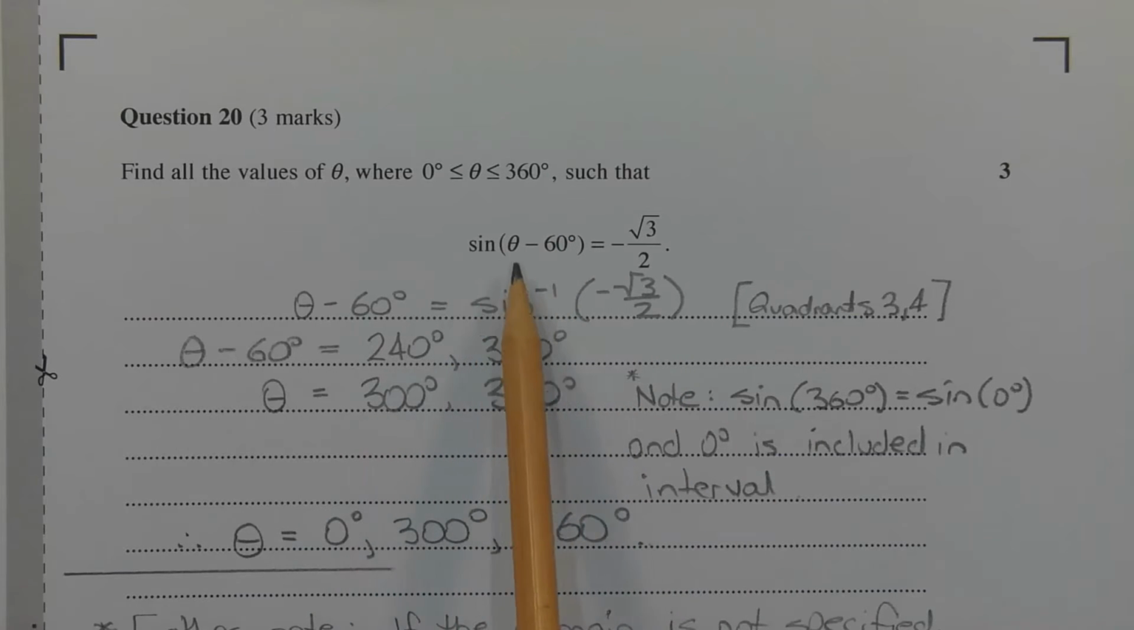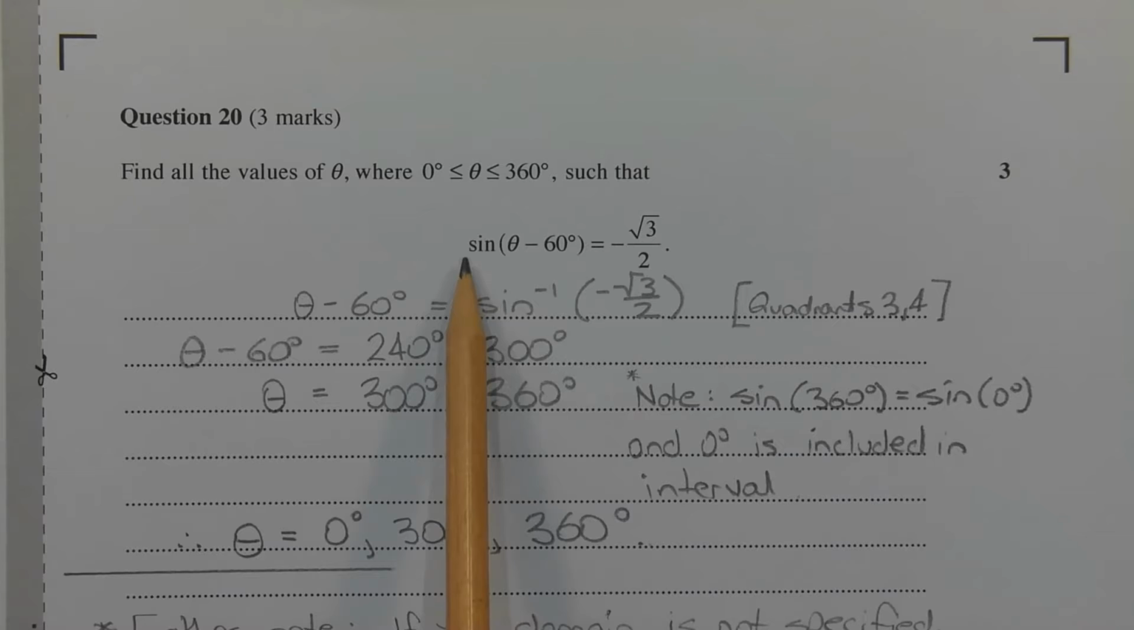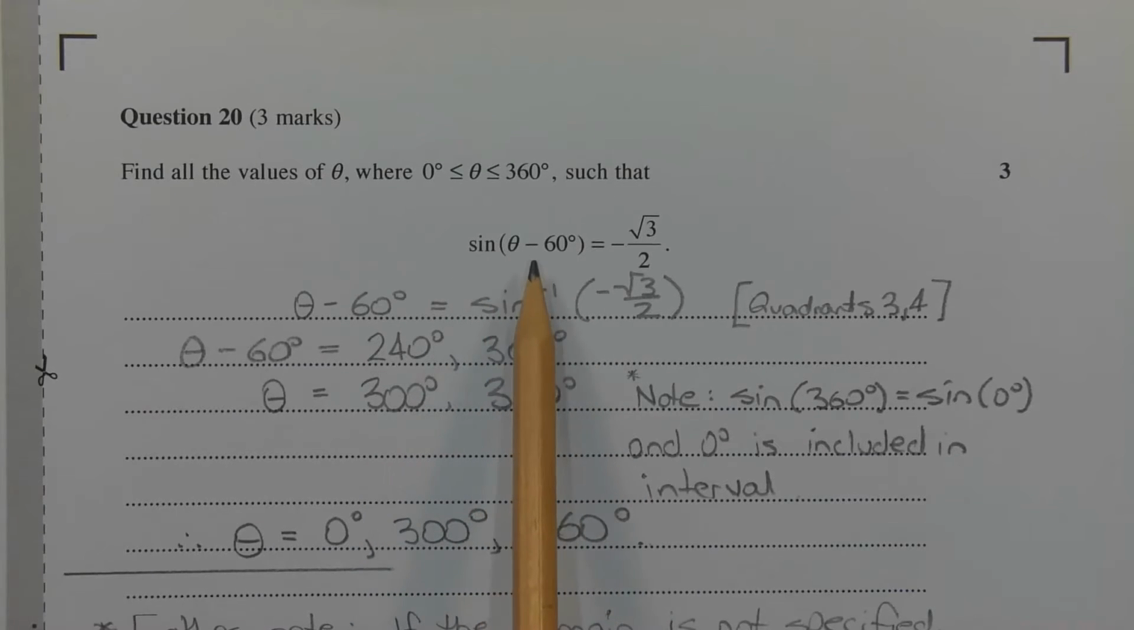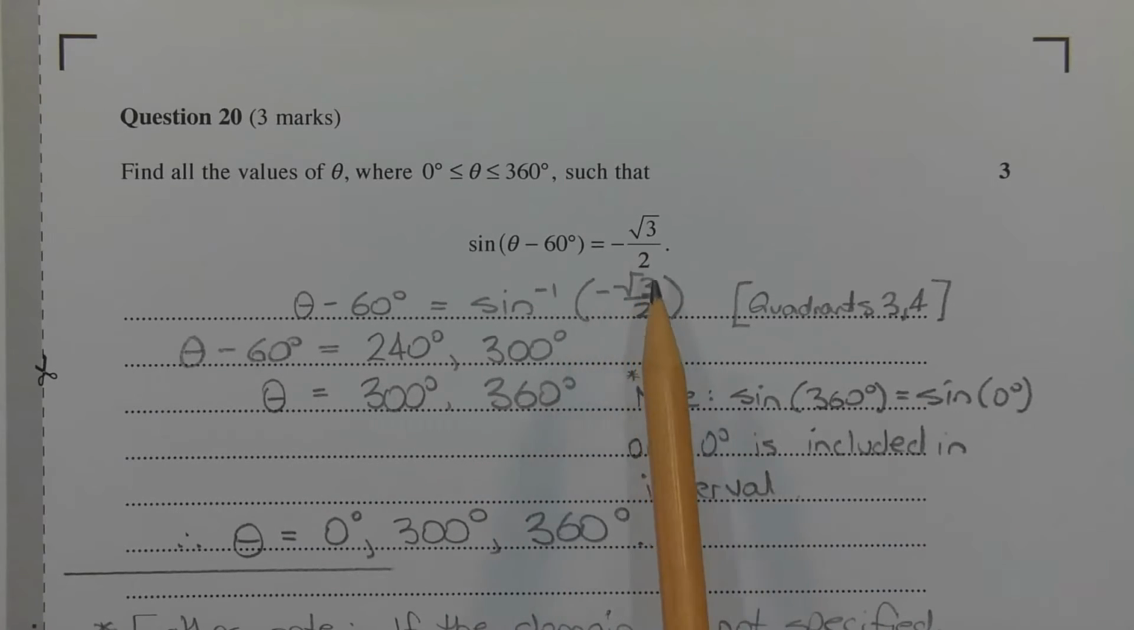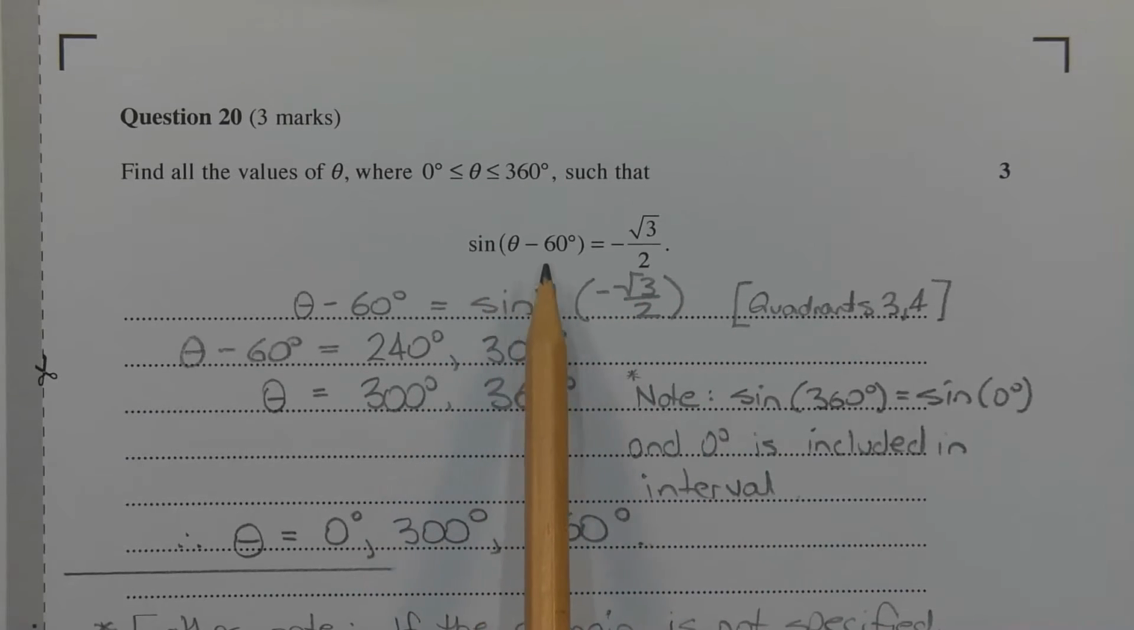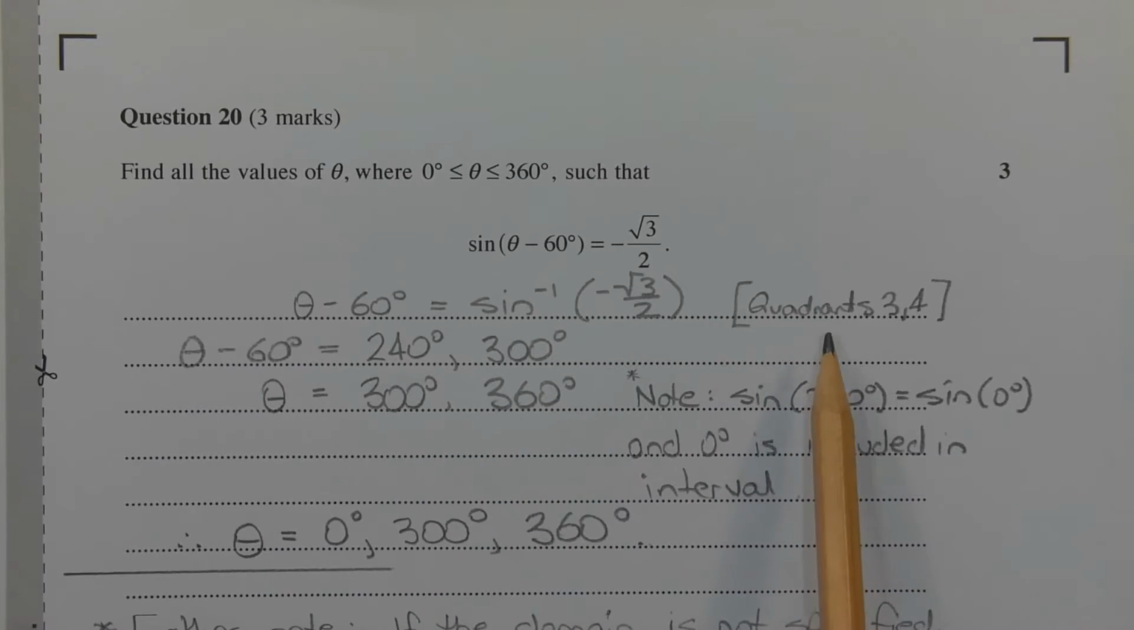Let's have a look at the trigonometric equation. We have the sine of an angle, which is theta minus 60 degrees, equal to a negative ratio. Because the ratio is negative, the angle theta minus 60 degrees must lie in either quadrant 3 or 4. That's from All Stations to Central. That is, sine is negative in quadrants 3 or 4.